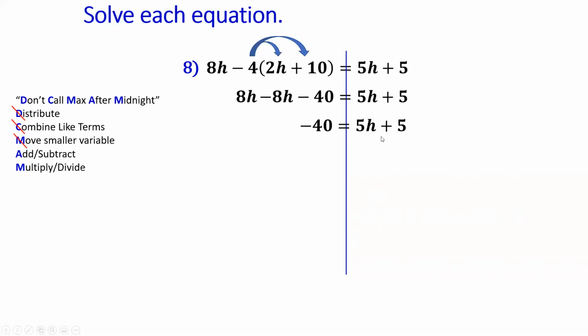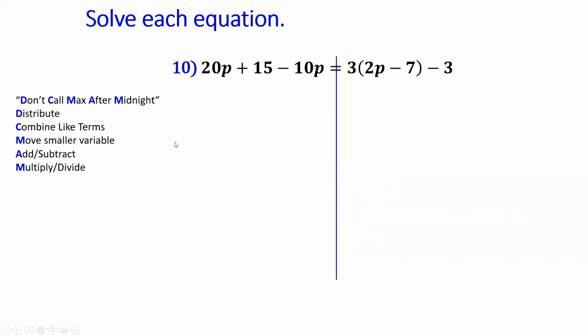Adding and subtracting, I have a plus 5 next to my h. So I'm adding 5. The opposite of adding 5 is to subtract 5. So I subtract 5 on both sides. And I'm going to have negative 45 equals 5h. To get rid of the 5, I divide both sides by 5. And negative 45 divided by 5 gives me negative 9. So the final answer for number 8, the answer that I need to plug in is negative 9.